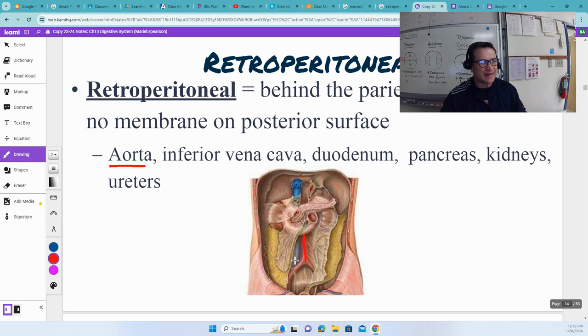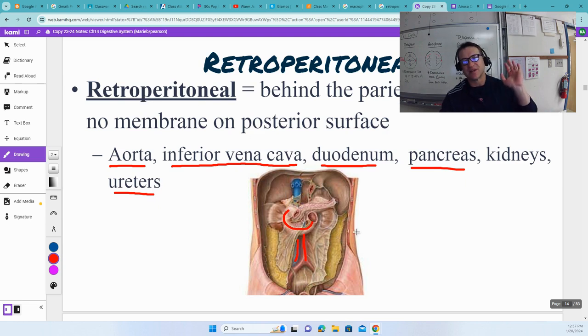You have the inferior vena cava right here. So that's the part of the vena cava, the largest vein in the body, but inferior means it's below the heart. The duodenum right here. So the front of the duodenum, the first part of the small intestines, has the peritoneum, but the posterior side does not. The pancreas, which would be right here, the kidneys, and the ureters. So the ureters, remember, those are the tubes that go from your kidneys to the urinary bladder. So the kidneys filter out your blood, form urine, and then urine is transported to your urinary bladder through the ureters. So the retroperitoneum is all the organs that are located posterior or behind the peritoneum.